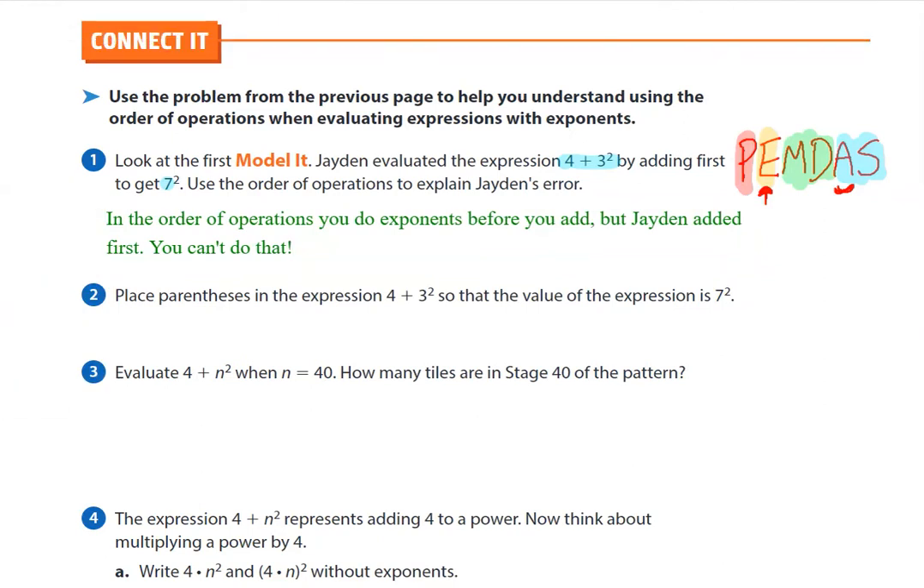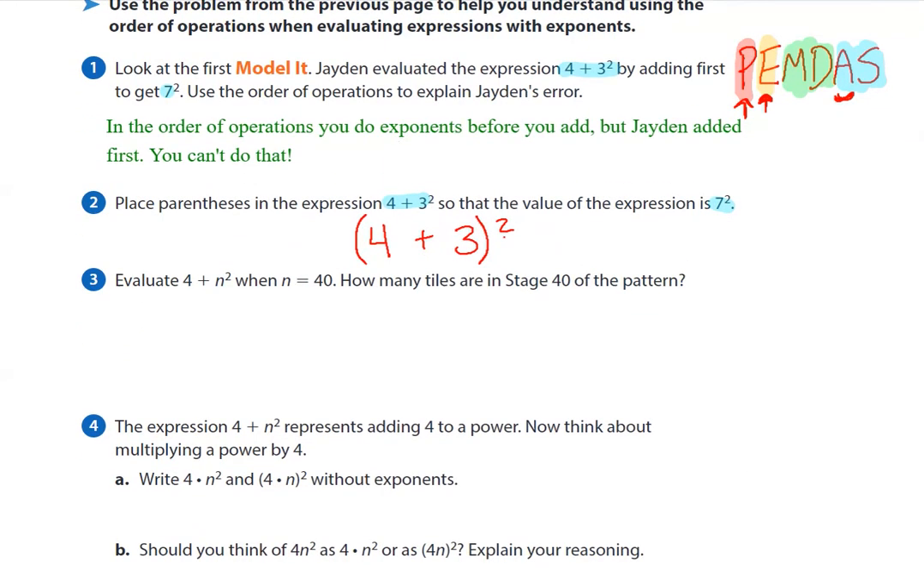All right, now down for number 2, it says place parentheses in this expression, the same one that Jaden used, to make Jaden right. So we're going to change it. We're going to put some parentheses in here that make Jaden right. So 4 plus 3 squared. Well, we've got the exponent. We were supposed to do that first, but what comes before exponent? That's the parentheses, so anything inside the parentheses. So if we place the 4 plus 3 inside the parentheses, now that's the first thing we do, because parentheses come first, and then the squared will come after.